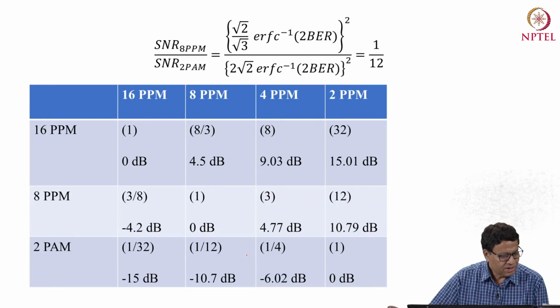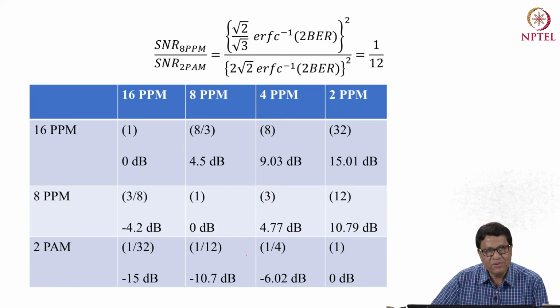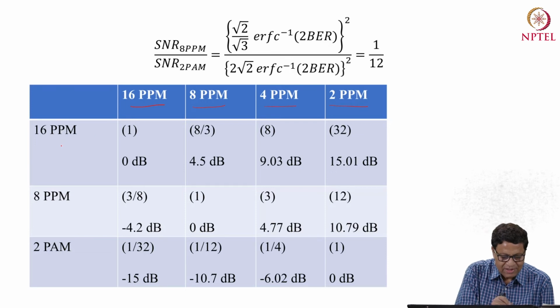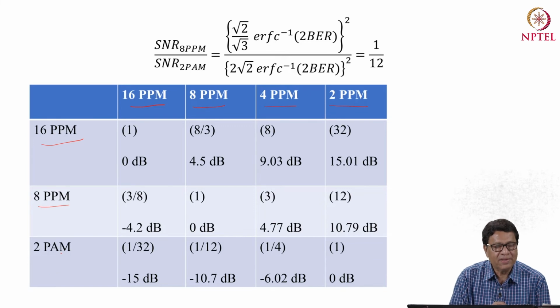So now let us try to calculate the SNR for different schemes and just compare them. For example, in this table, I have 16 PPM here, 8 PPM here, 4 PPM here, 2 PPM here. And on the y-axis, I have 16 PPM, 8 PPM, and also I am trying to compare with a 2 PAM system. So one can calculate for different combinations. I have done this only for a few combinations, and this is how I have done it.